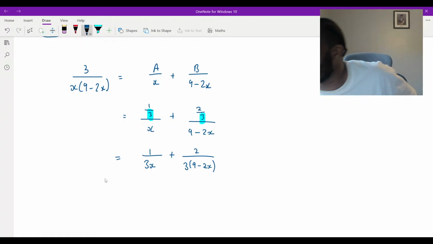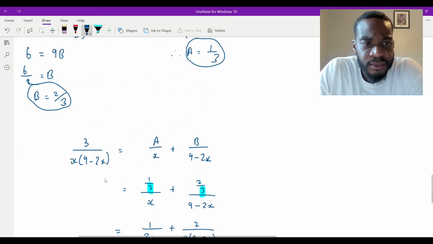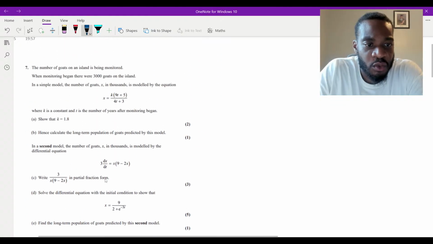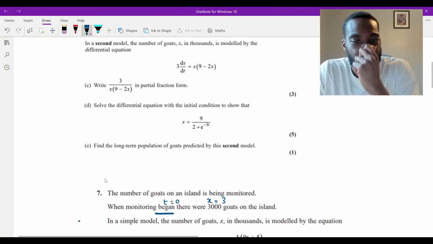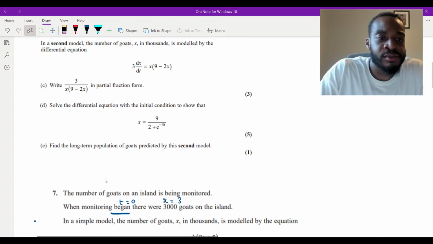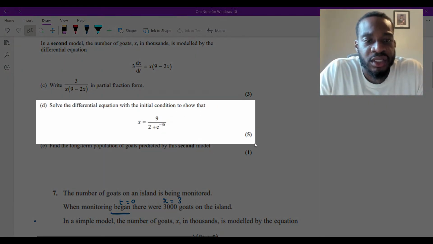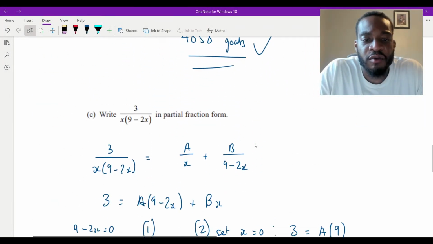But yeah, cool. So that's done. Part B. So that was part B. So no, that was part C. We're on part D now. Okay. I don't think this question's that bad, you know. So part D says solve the differential equation with the initial conditions to show that x is equal to that. Right? So at least we've got what we're looking for, yeah?